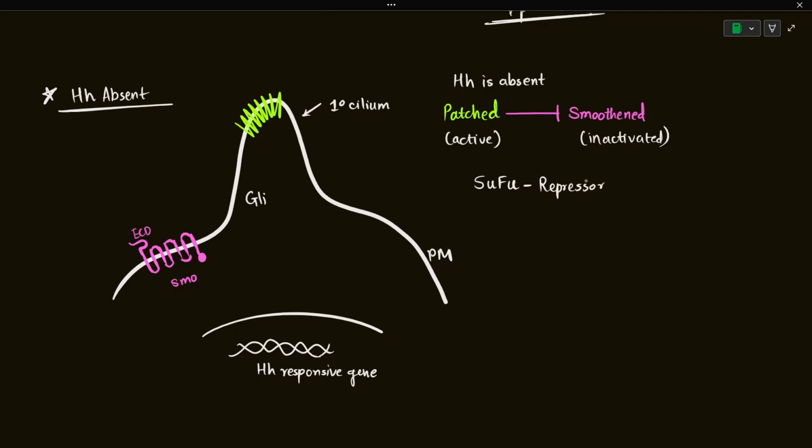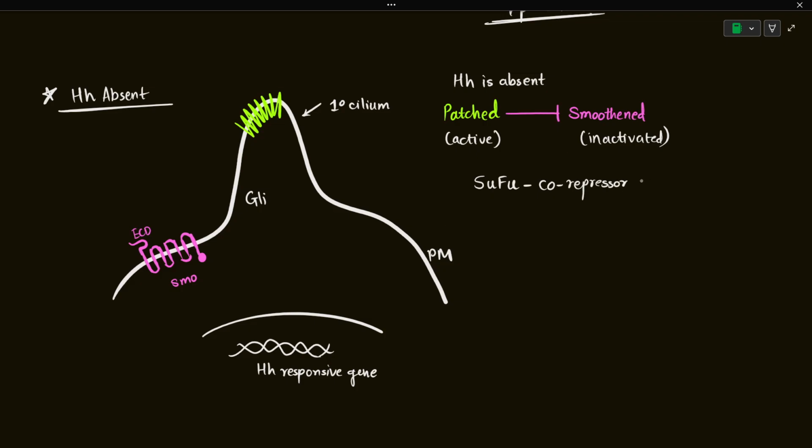Or we can call it a co-repressor, because actually the repression job is done by Gli proteins. Gli proteins are transcription regulators which will be transcription repressors in the absence of Hedgehog, and transcription activators in the presence of Hedgehog. We'll see how. It is because of the presence of SUFU protein. SUFU stands for suppressor of fused, so this protein is a co-repressor.